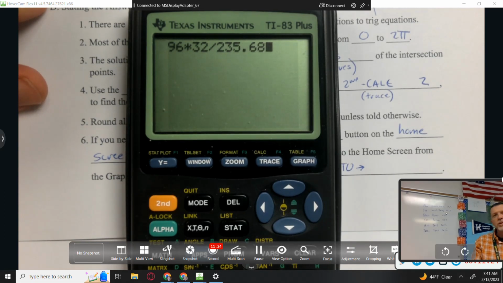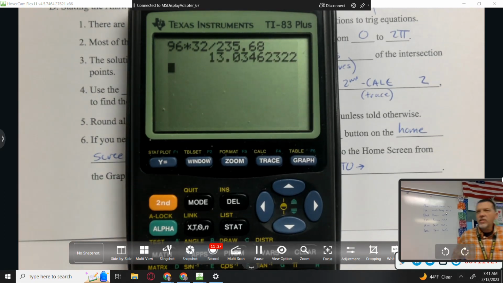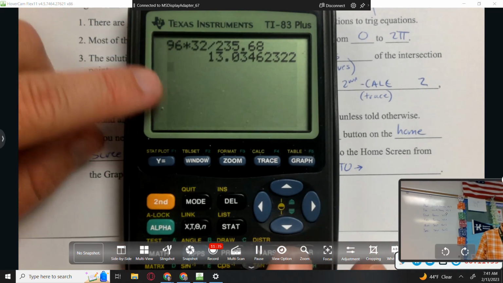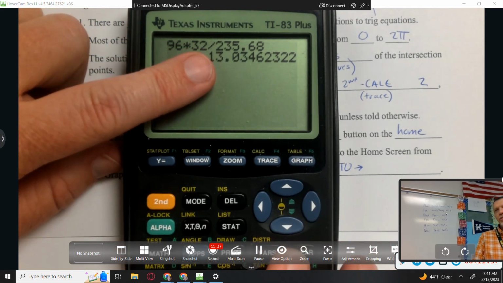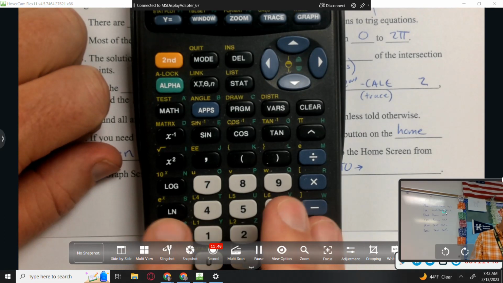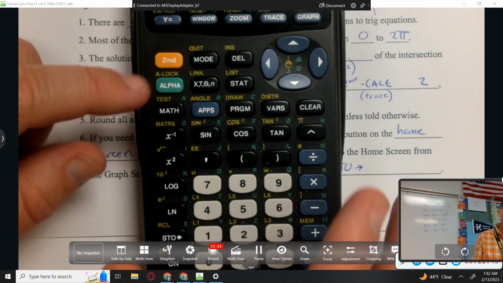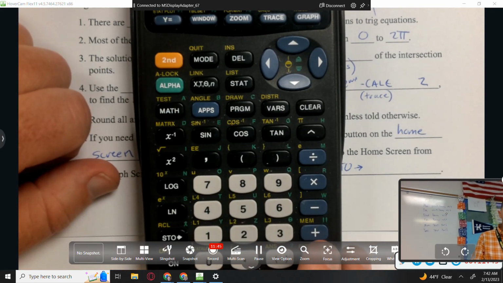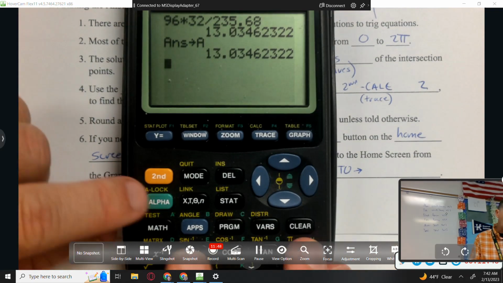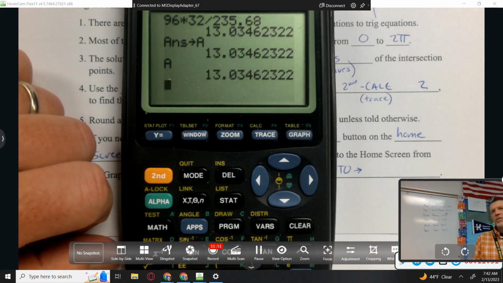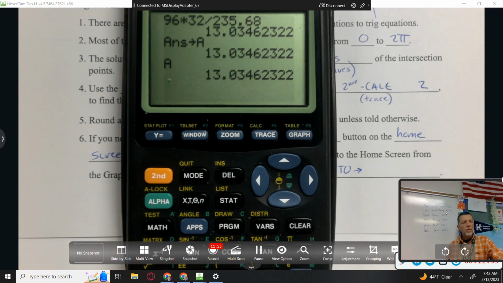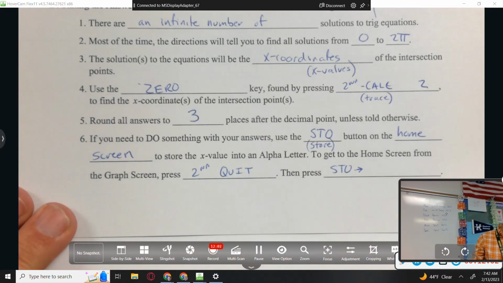So let's say we do something really weird and we get some crazy answer that we want to use later, but I don't want to write down 13.03462322. I want to use that later. And especially in calculus, sometimes we need to use that value several times. So you go to stow, and that just means save that as, and then you can call it whatever you want, A. And then anytime you hit alpha A, you've got 13.03 whatever. So rather than having to memorize or write down 8 decimal points, it's nice to write stow, and then the calculator is remembering everything for you.